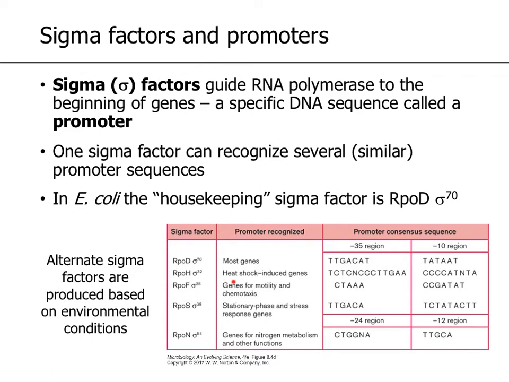So some of the other cases are in heat shock, in cases of chemotaxis or motility, right? We had talked about that the cells don't actually make the flagella unless they need to, right? And then you also have ones for RpoS, which does the stationary phase or stress response. And then there are some cases for the nitrogen metabolism in some bacteria. So again, all of these will recognize different sets of the promoter sequences. Going back to this slide, so here for the different sigma factors, you see that there are different consensus sequences for the -10 and the -35.